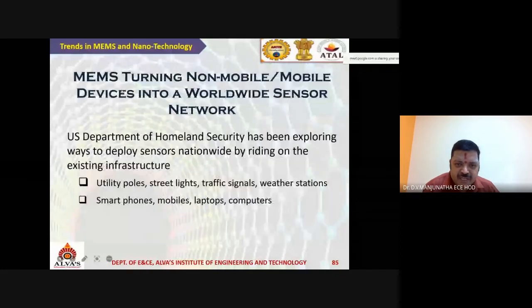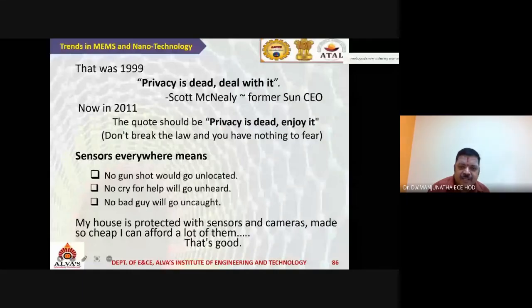So MEMS is turning non-mobile and mobile devices into a worldwide sensor network. That is the statement given in the US. The US Department of Homeland Security has been exploring ways to deploy sensors nationwide by riding on the existing infrastructure: utility poles, street lights, traffic signals, weather stations, smartphones, mobiles, laptops, computers, etc. So this slide is highlighting that MEMS devices have entered almost all the areas, right? That was 1999. Privacy is dead. Deal with it.